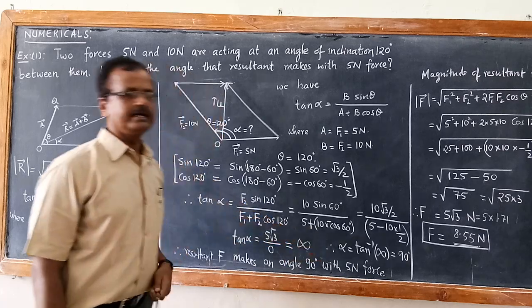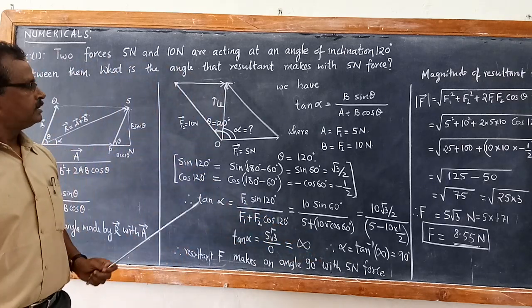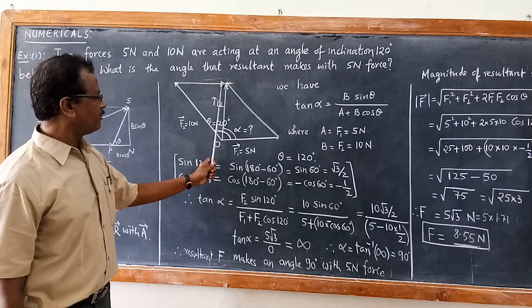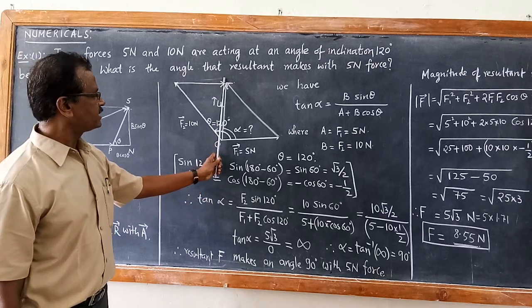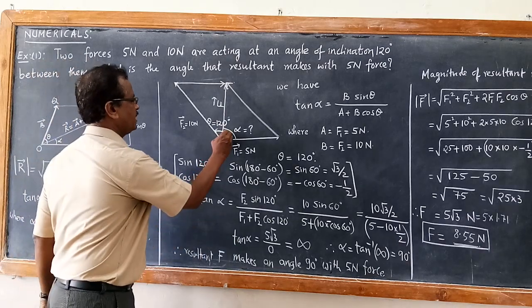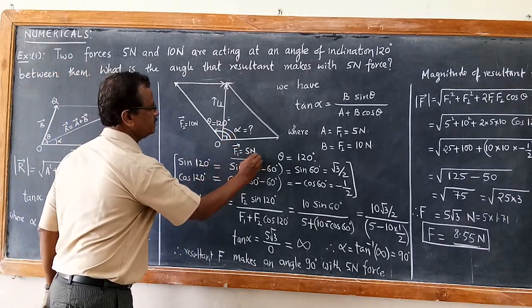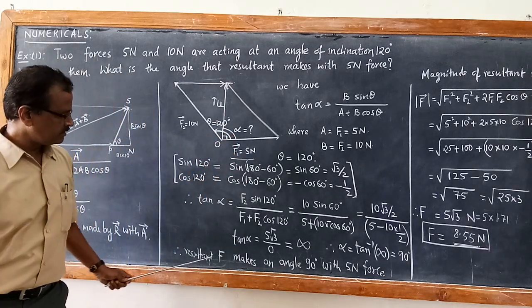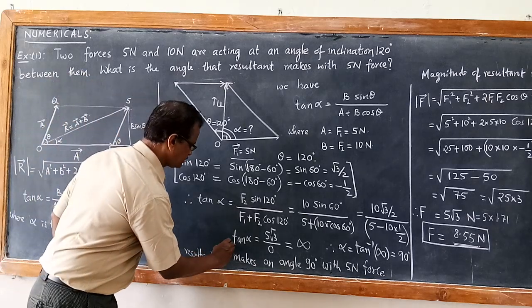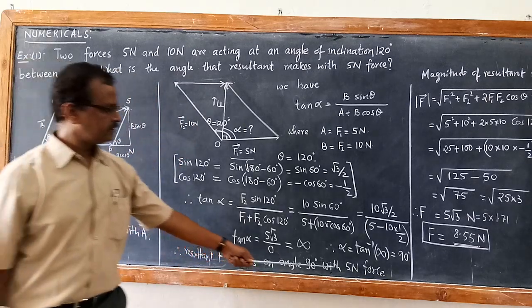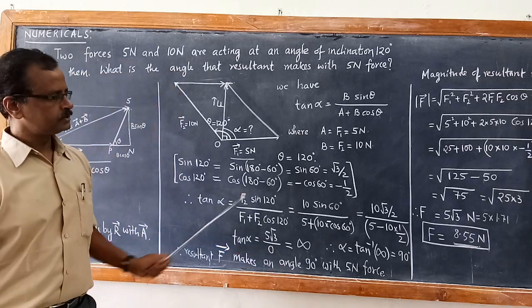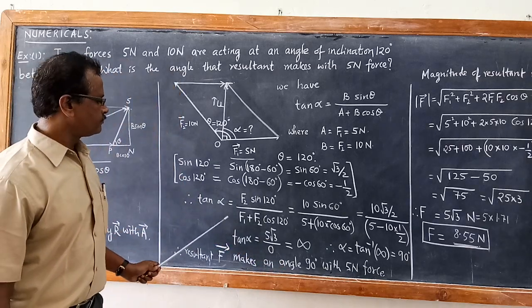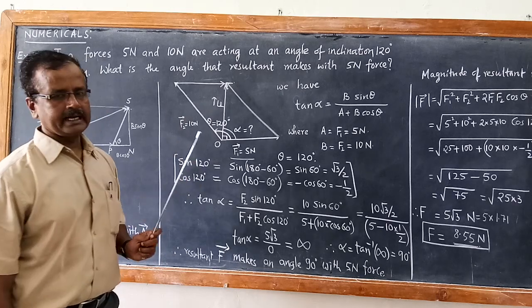That becomes 90 degrees. Therefore the resultant vector F, which you have drawn graphically here, makes 90 degrees with the vector F1. The resultant vector F makes 90 degrees with the force 5 Newton. So this is how we can solve the problem of finding the direction.